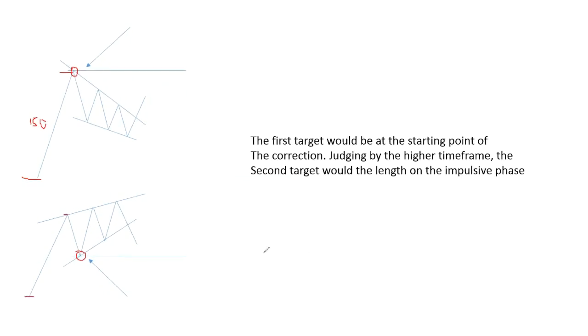The reason we're putting our target here has to do with something we call the 90% rule, meaning that 90% of the time price has to come back to the starting point of the correction phase, where it started to correct. That's 90% of the time. It works in all patterns, your flags, your triangles, every pattern. Okay, I believe we saw that.